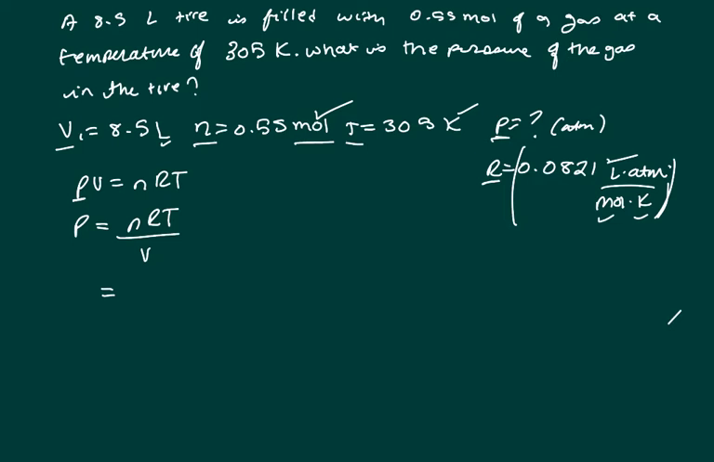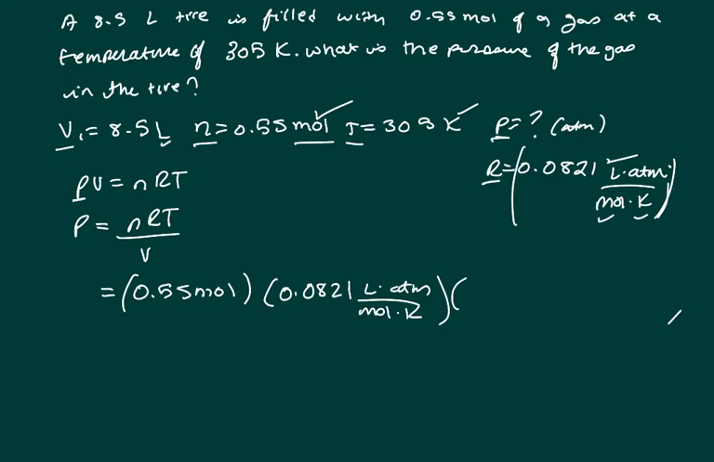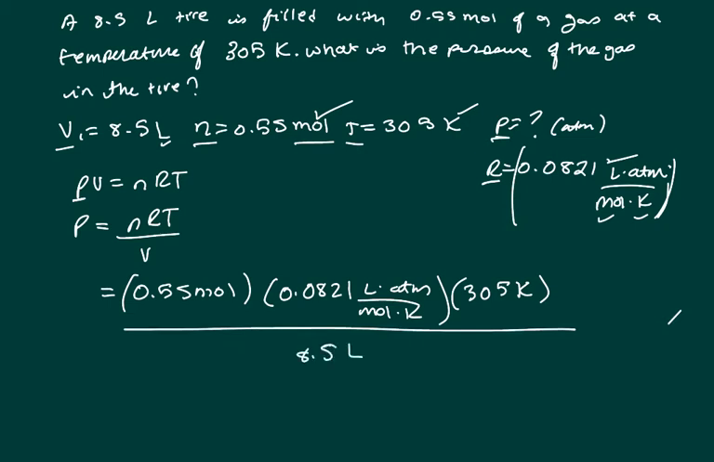Okay, so let us now just plug everything in. 0.55 moles times R, which is 0.0821 liter atm per mole K, times temperature, which is 305 Kelvin, divided by volume, which is 8.5 liters. So your pressure should be in atm because look at this, your moles cancel, your liters cancel, your Kelvins cancel, and you're left with atm.